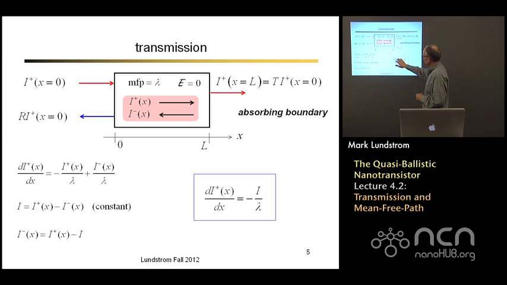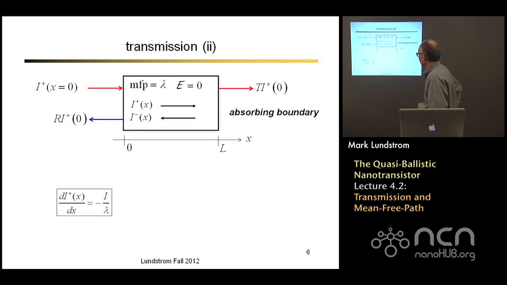The derivative of the positive flux with respect to position is just minus the net current divided by the mean free path. And the net current is a constant. So this is a very simple differential equation. It's one that we can easily solve. Okay, so let's begin with that differential equation and let's solve it.